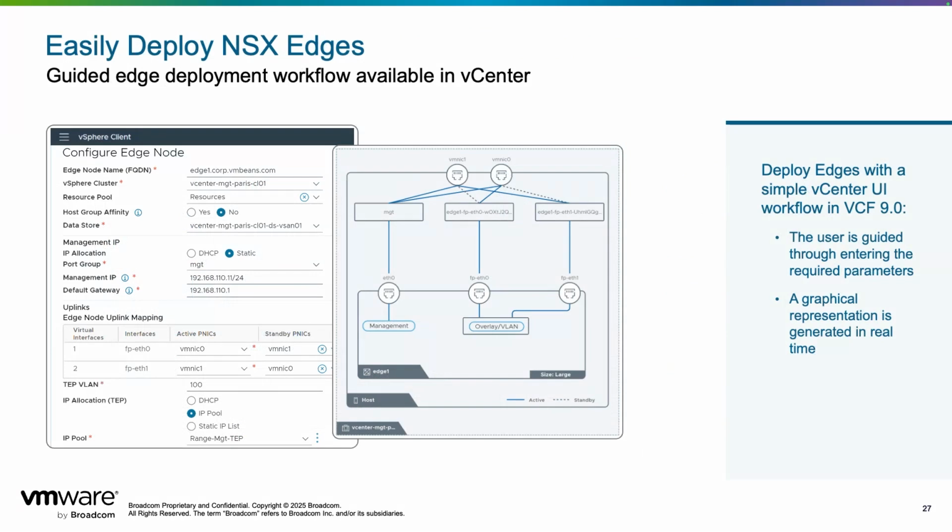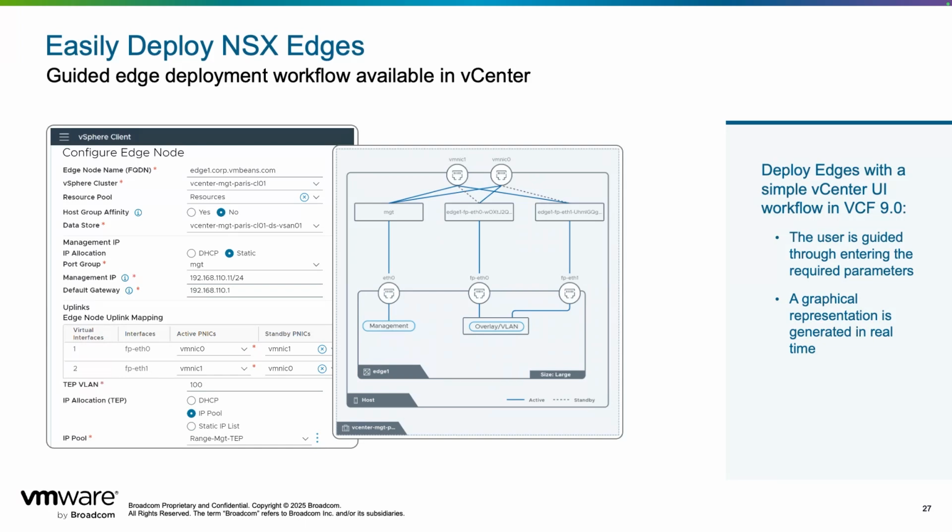NSX edges are essential service applications within the NSX architecture. Their deployment requires careful alignment between DV port groups and VDS uplinks on ESX hosts, and NSX edge fast path interfaces. This is often a complex task for less experienced users.